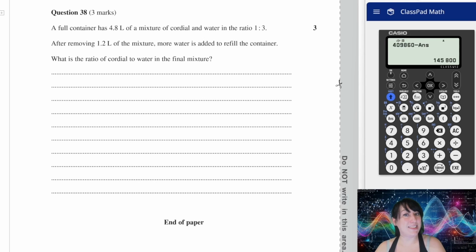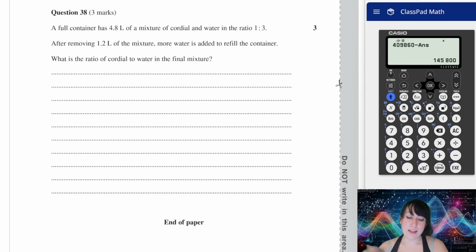Okay, question 38, last question. It's a ratio question. So that's going to scare a lot of students. Once you see how it works, though, it's not actually that bad. So we have a full container, 4.8 liters of a mixture of cordial and water in the ratio 1:3. After removing 1.2 liters of the mixture, more water is added to refill the container. What is the ratio of cordial to water in the final mixture?